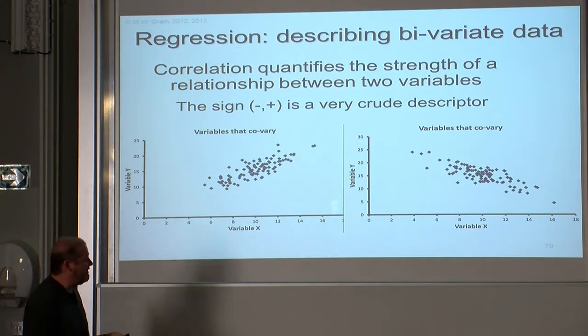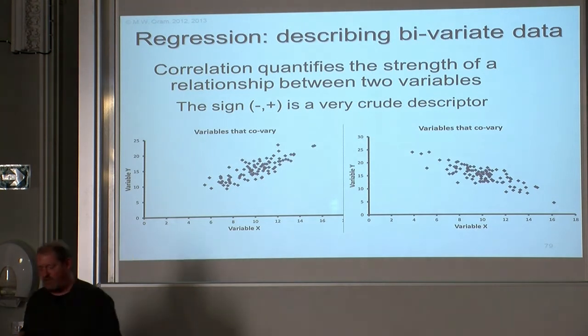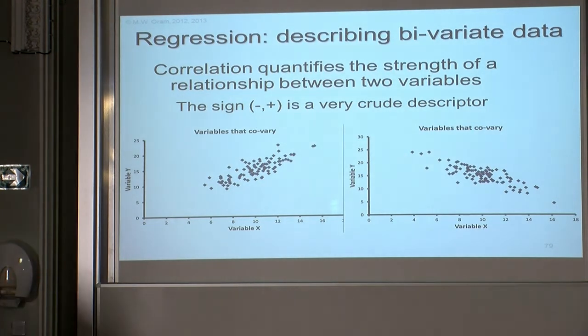Okay, regression. The correlation just gives a size, as does covariance. Often we want to be far more precise than that, and we want to say something really about not just the strength of the relationship, but what it is. How does one variable change with the other? Okay, so in correlations and covariance, you've got the sign, but that's it.